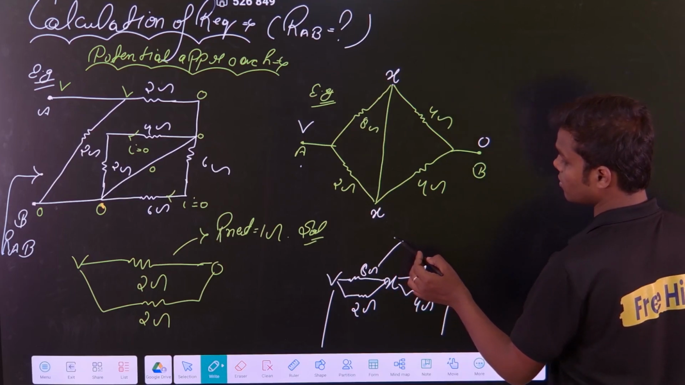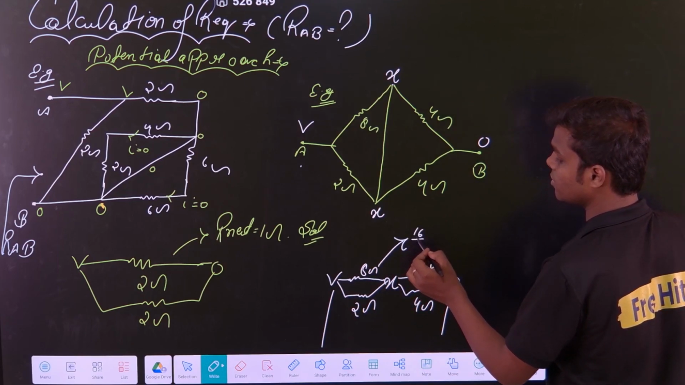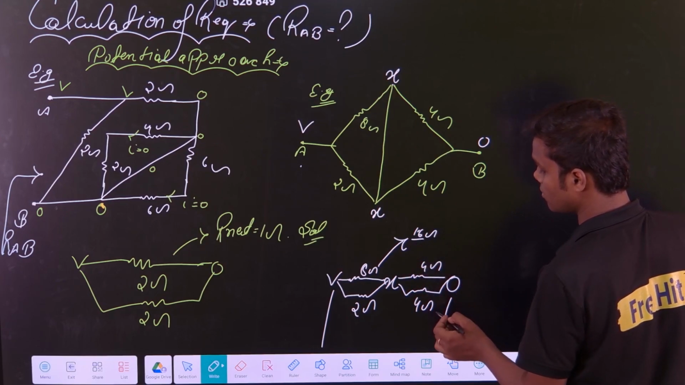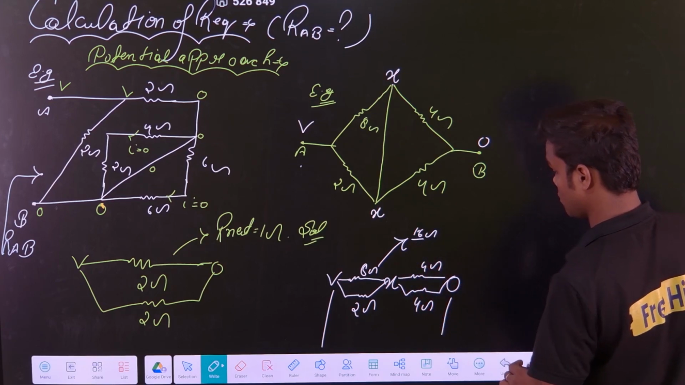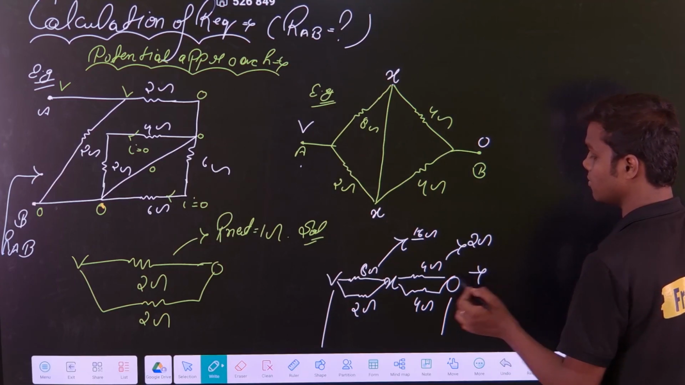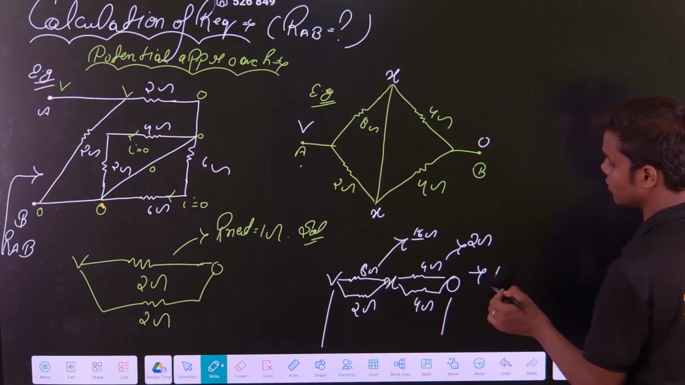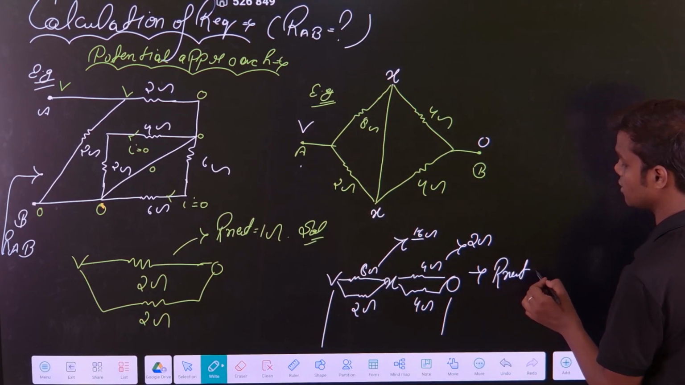So what is the parallel combination of these two? 16 by 10, or 1.6 ohm. What is the parallel combination of these two? That is 2 ohm. And they both are in series then, because this will be 1.6, this will be 2. So what is my R net? They will be in series, that will be 3.6.